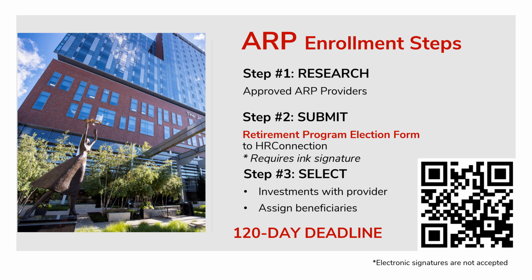To elect the alternative retirement plan, first research the available alternative retirement plan providers. Once you've decided on a provider, then complete and submit the retirement program election form to HR Connection within 120 days of your eligible appointment date. Once the form has been submitted, contact your ARP provider to set up your account, select investments, and name beneficiaries.